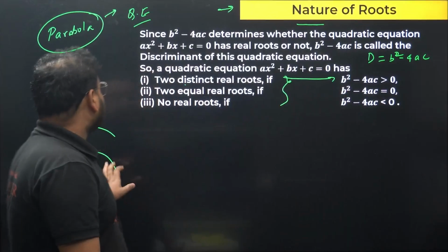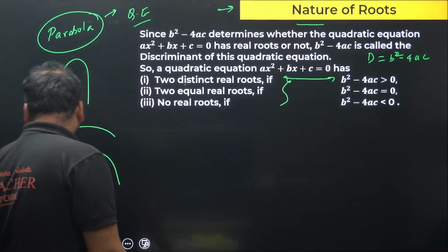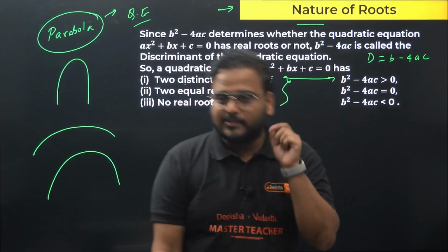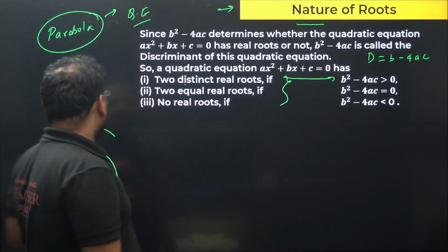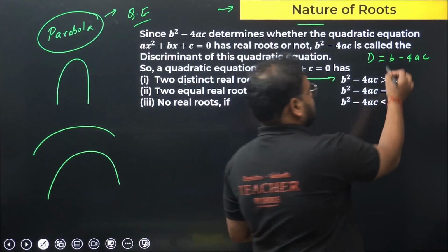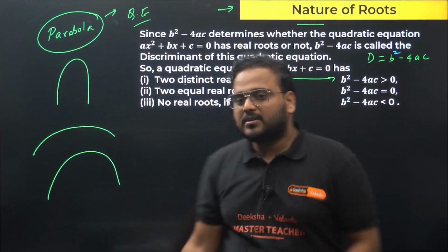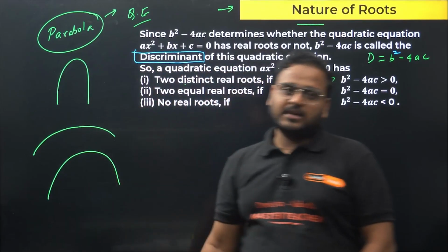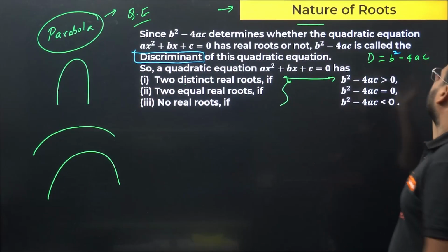What is the discriminant? The discriminant is nothing but a parameter which helps us understand the nature of the roots. If you want to repeat after me, repeat. Discriminant is nothing but a parameter which helps us understand the nature of the roots. Okay, got it? Superb. Now check this out.